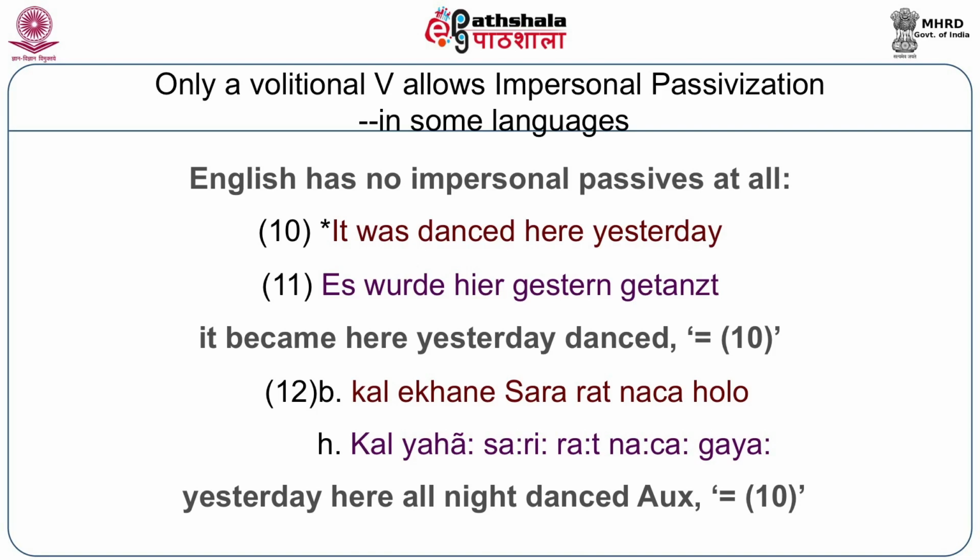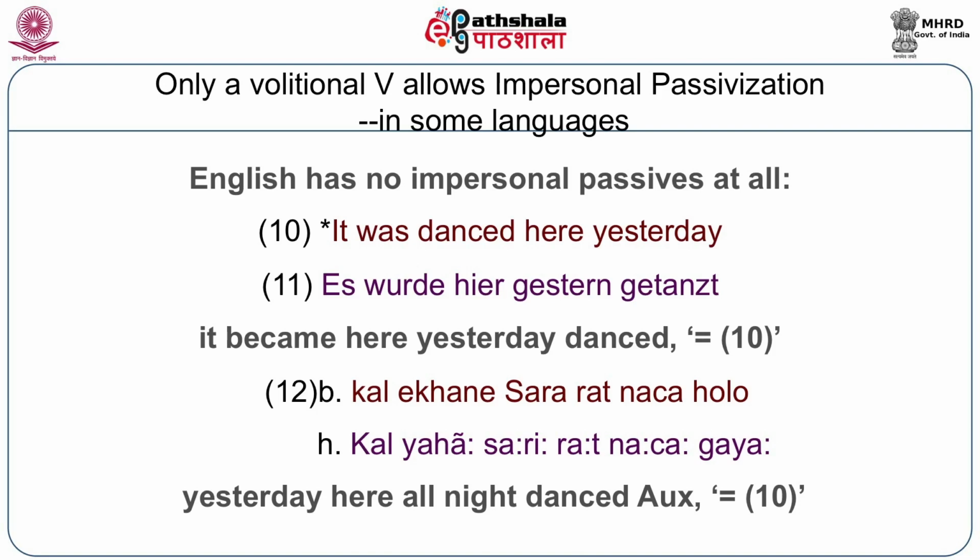Now when you look at impersonal passives, it turns out that that process applies only when you have an agent and a volitional verb, a verb denoting a volitional action, such as dancing. Dancing is not something that happens to you. Dancing is something that you do. Consequently, you can say nacha gaya in Hindi and wurde getanzt in German, but you cannot say it was danced in English, since English does not have the impersonal passive construction at all.